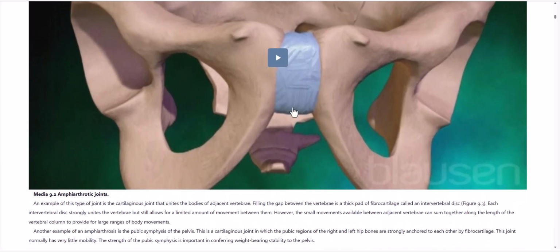There's a little bit of movement here. It's not as tightly held together as the fibrous joints. And this makes sense, especially in the female pelvis, as this cartilage actually softens as labor approaches and as birth approaches. And this gives the female pelvis more flexibility for childbirth.